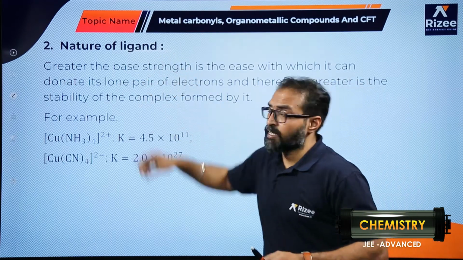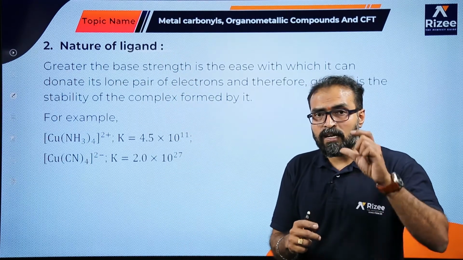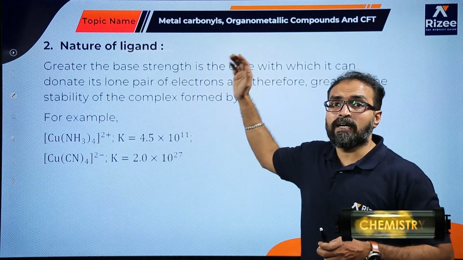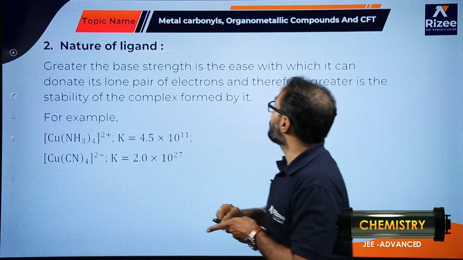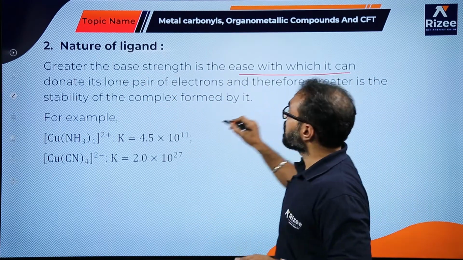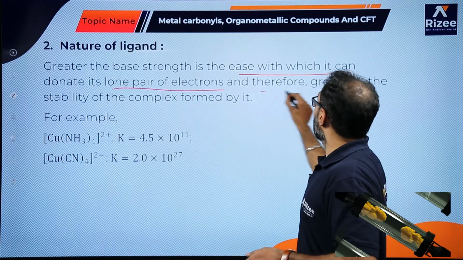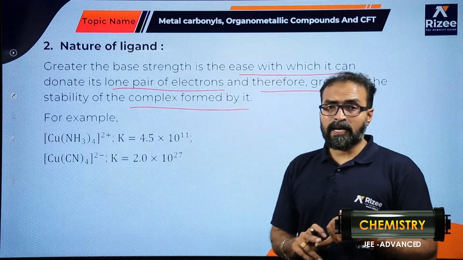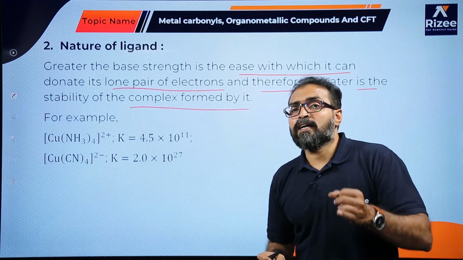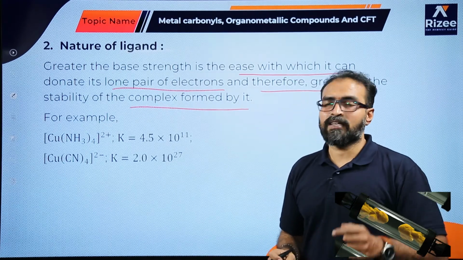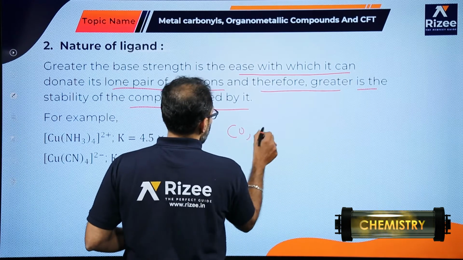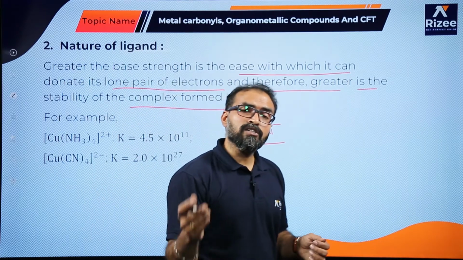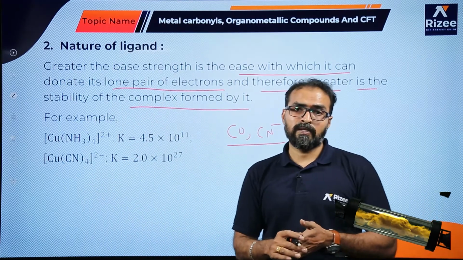Now the nature of the ligand: same as with the metal, the smaller the size of the ligand and the greater the basic nature, the more will be the stability of the complex. The greater the basic strength, the greater the ease with which it can donate a lone pair of electrons, and therefore the greater is the stability of the complex, right? And one more thing: if you are taking a strong field ligand, stability will increase. For example, CO, CN minus; stability will increase. When compared to weak field ligands, strong field ligands increase the stability of the complex in solution.